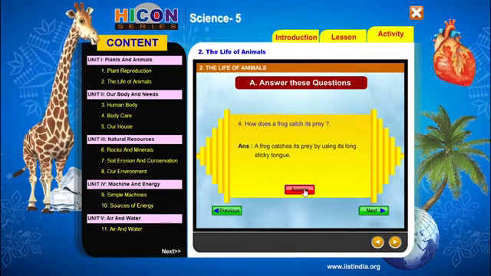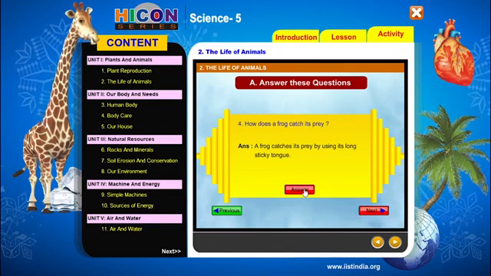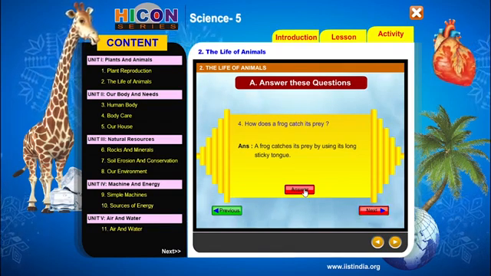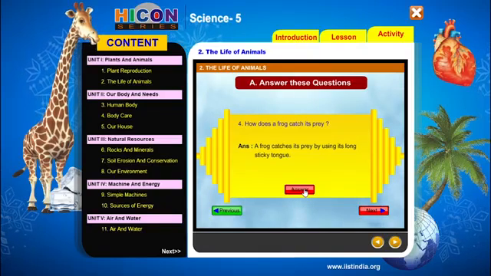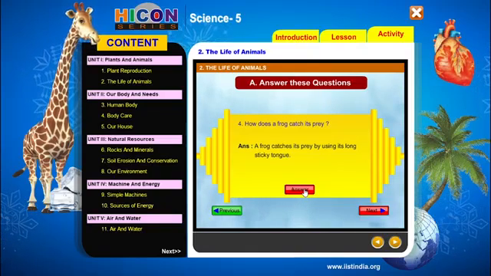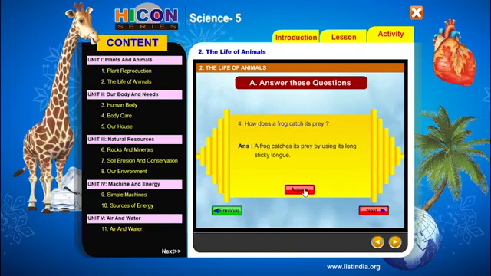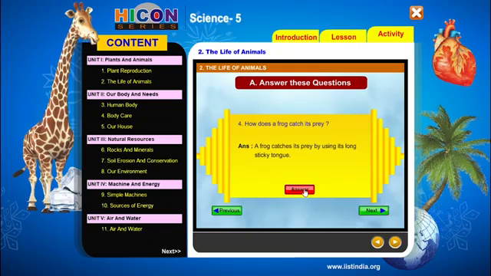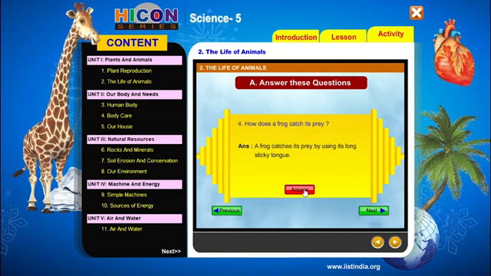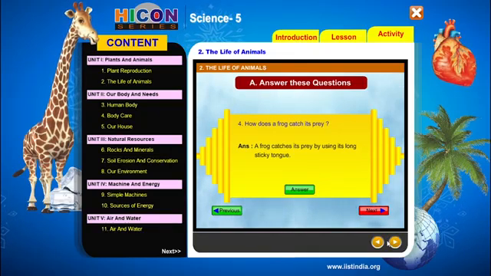Just like, children, we have seen the advertisement of the All Out mosquito eater. Like that, the frog catches its prey by moving out its tongue towards the prey, and the prey will stick to its tongue, and immediately the frog pulls its tongue into its mouth and swallows the prey. Children, this is about the frog. So now see the next question.